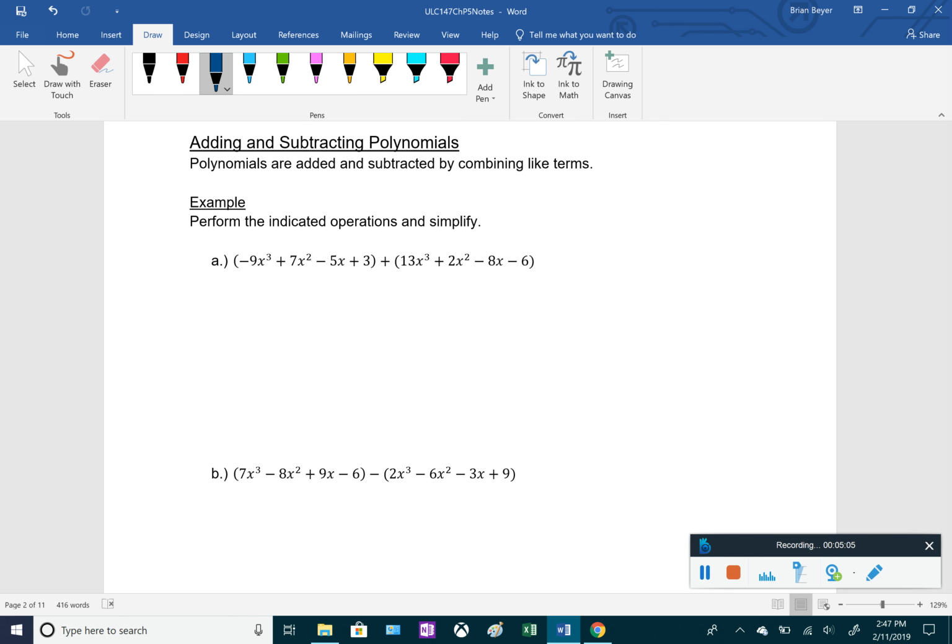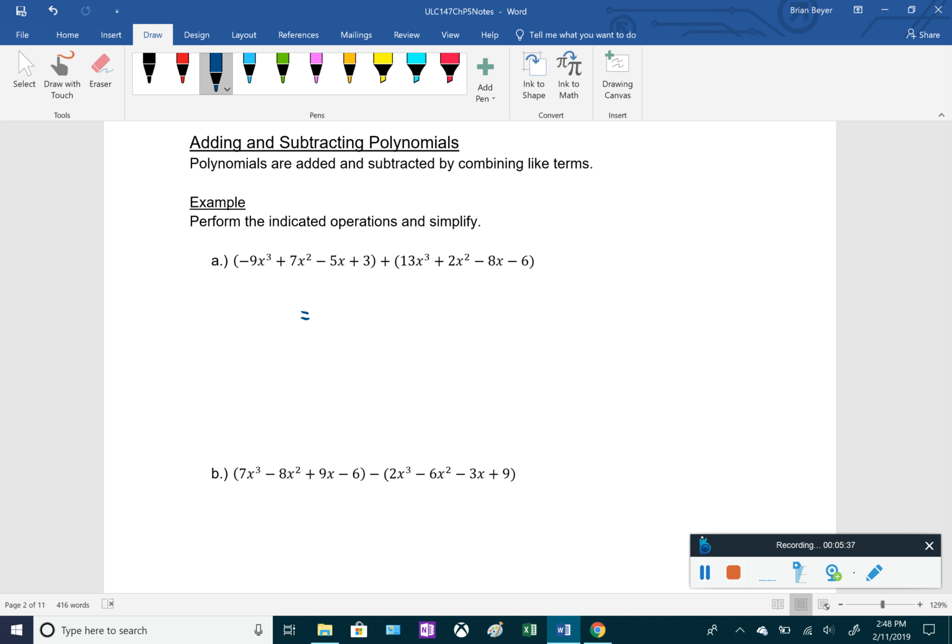Okay, so getting into some of the operations, we'll start with adding and subtracting, and go through it pretty quickly because we've already done it. Adding and subtracting polynomials is done by just combining like terms. So for example, let's add this first one, negative 9x cubed plus 7x squared minus 5x plus 3. We're going to add that whole polynomial to 13x cubed plus 2x squared minus 8x minus 6. So combining like terms here, remember like terms have the same variable factors.